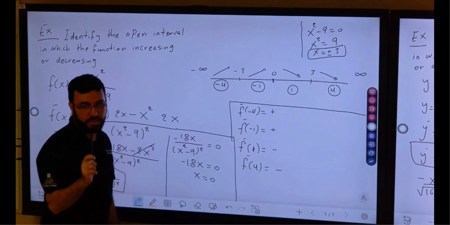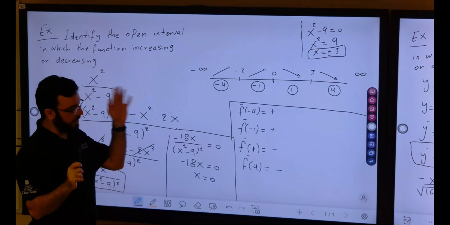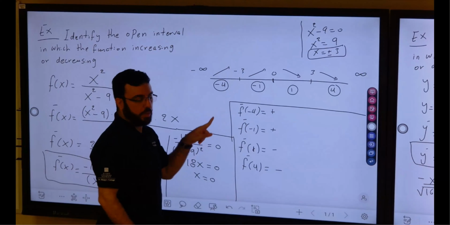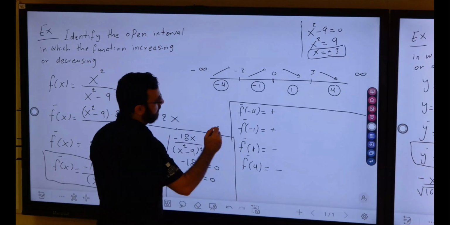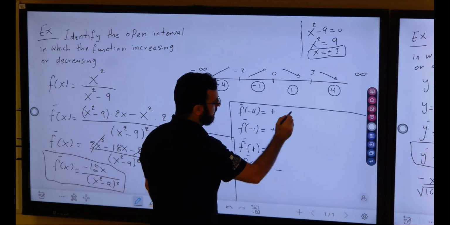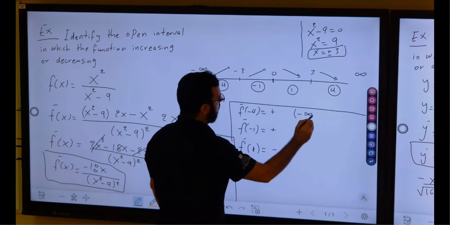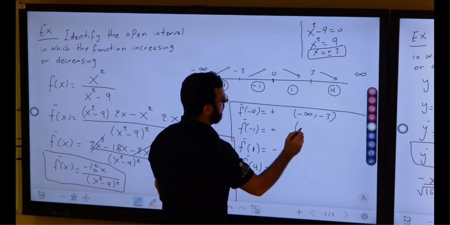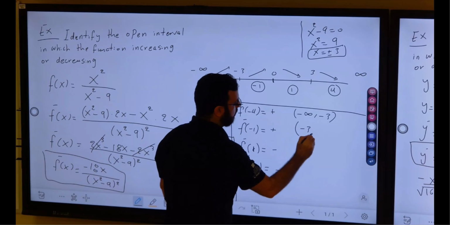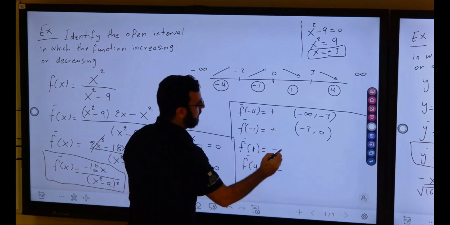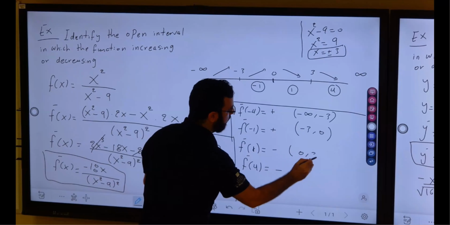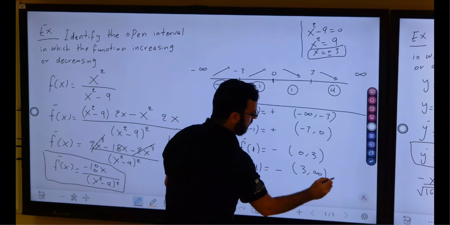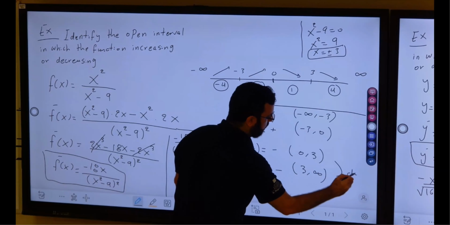But when you type the solution, you have to keep in mind that these are two asymptotes. So the increasing is going to be from negative infinity to -3, and from -3 to 0. And the decreasing is going to be from 0 to 3, and from 3 to infinity.